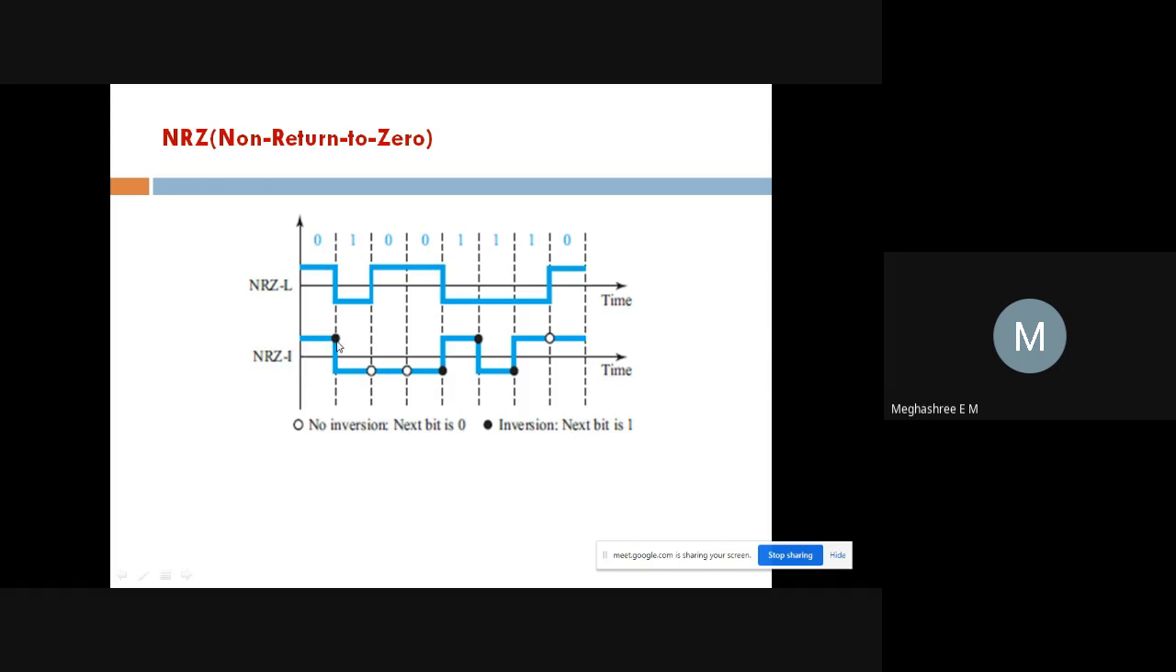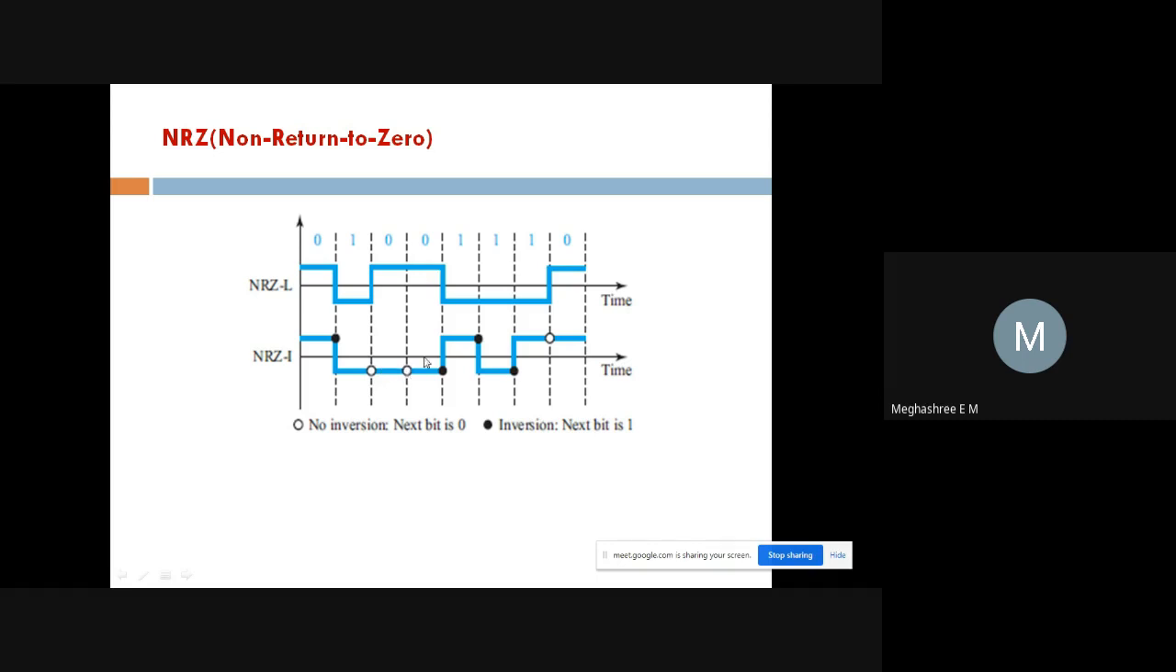Let's see that. With respect to this example, the first bit is 0, right? So it starts from here. What is the next bit? Next bit is 1, so that means there is a change. The third bit here is 0, right? So that's why there is no change in the transition.